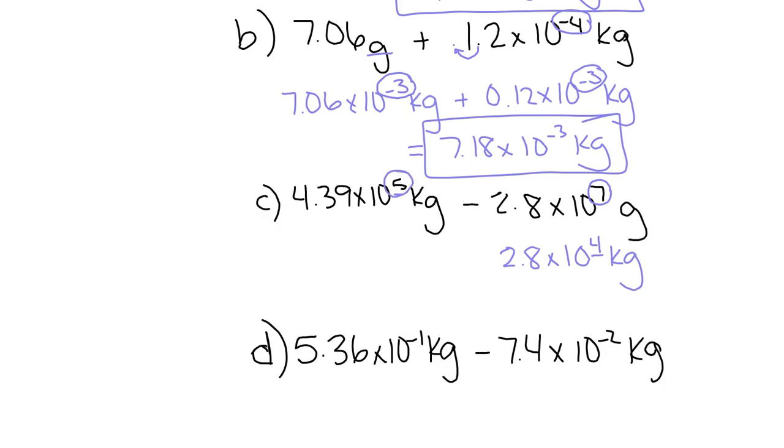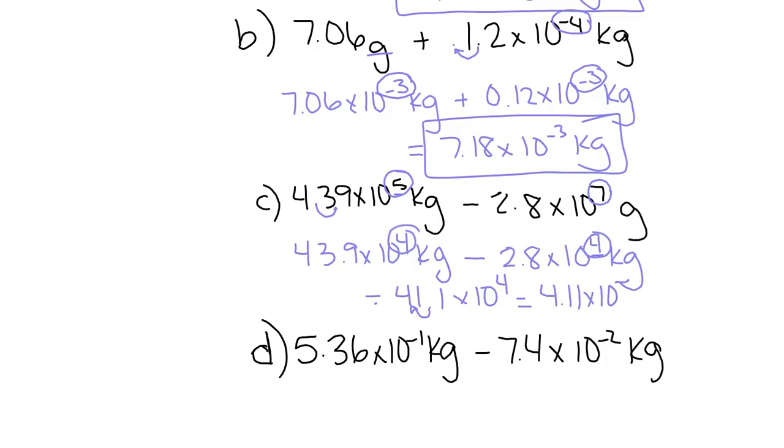Then these numbers, right, we need to be the same. So let's turn this 5 into a 4 by moving the decimal place to the right. So it'll be 43.9 times 10 to the 4th kilograms. Now these two are the same. So we'll take 43.9 minus 2.8, which is 41.1 times 10 to the 4th, which we can again move over here. So we just get 1. So it's going to be 4.11 times 10 to the 5th kilograms.